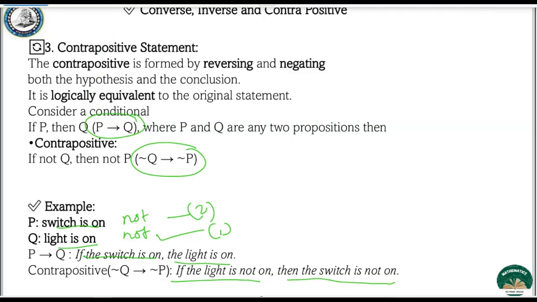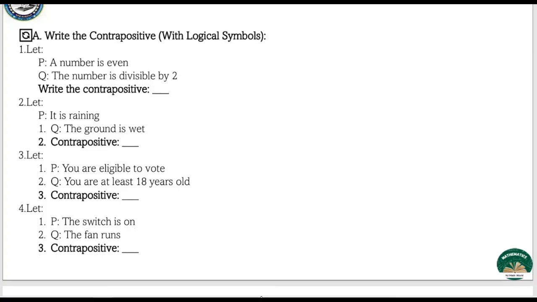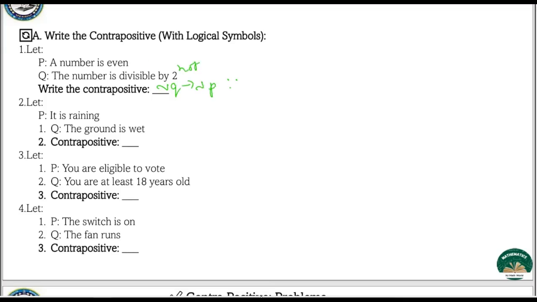Then moving on with the next statement, we have write the contrapositive with a logical symbol. So yeah, it will be negation Q implies negation P. So first you have to add not for both, and then write Q first and then P. The number is not divisible by 2, then the number is not even.